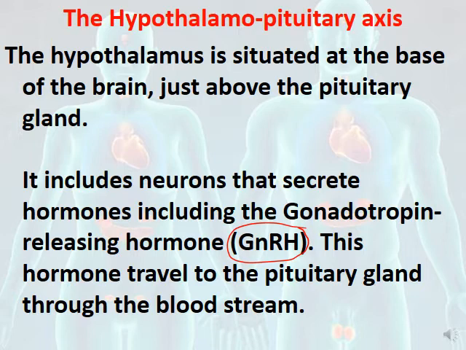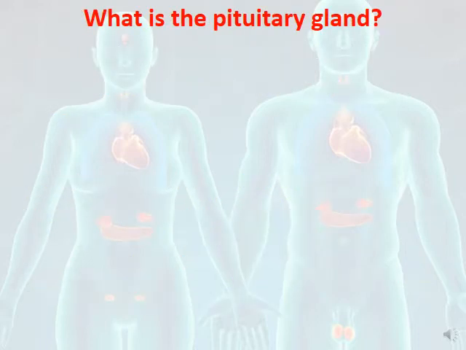So hypothalamus is situated at the base of the brain, just above the pituitary gland. It includes neurons that secrete hormones. One of the most important is the gonadotropin releasing hormone, GnRH. This hormone will move toward the pituitary gland through the bloodstream.